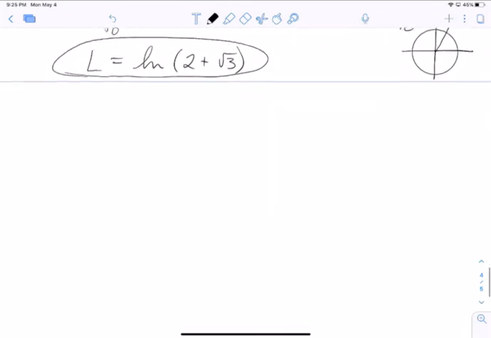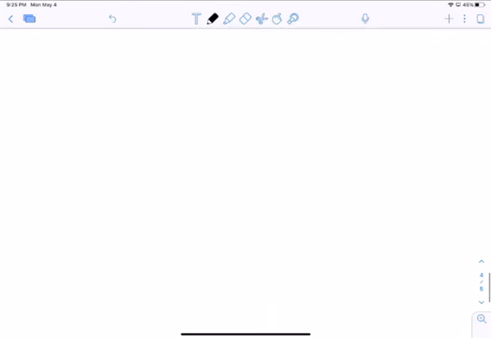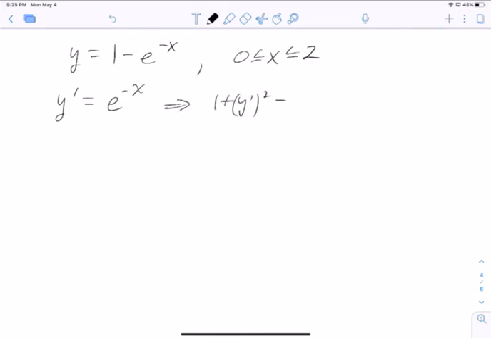Next up, same instructions, new function. Our function is y equals 1 minus e to the x squared. Our interval is from 0 to 2. Let's do this together. Y prime is equal to e to the negative x, because the derivative of 1 is 0, and we're using the chain rule, so the term becomes positive. Therefore, 1 plus y prime squared is going to be 1 plus e to the negative 2x.